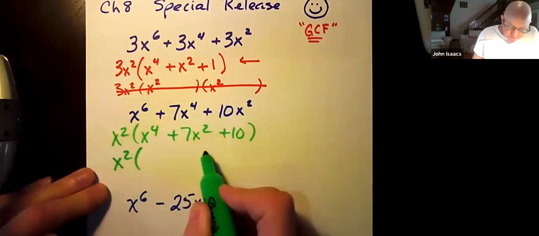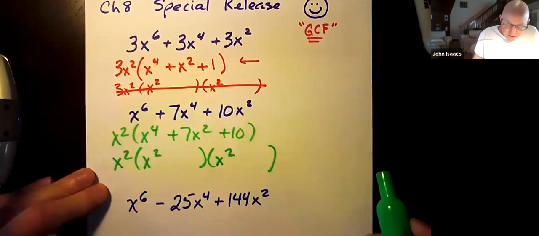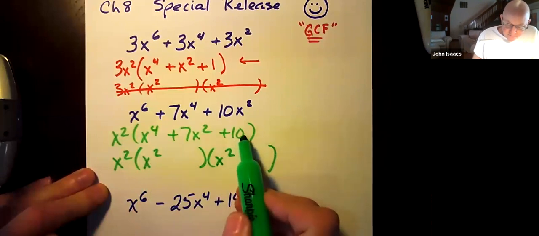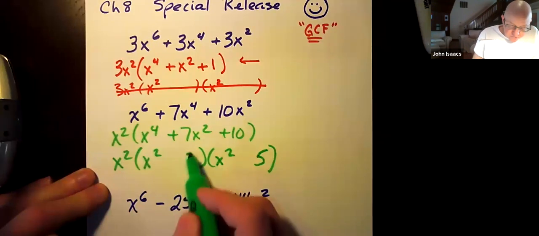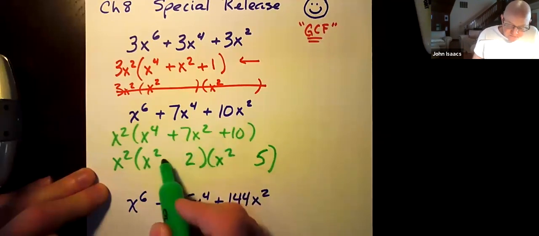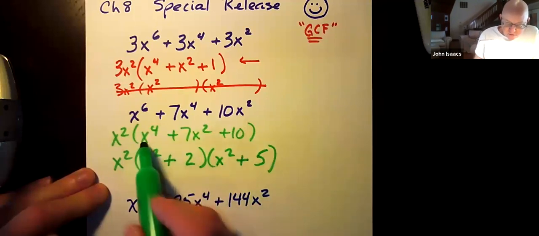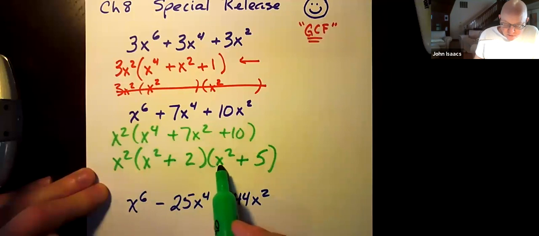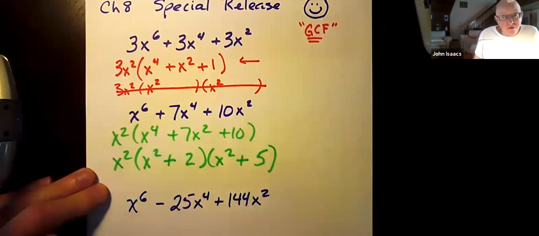So two things that multiply to x to the 4th are x squared and x squared. Two things that multiply to 10 that add to 7 are 5 and 2. And we have plus signs. So when we look at this, x squared times x squared is x to the 4th, 2 times x squared and 5 times x squared becomes 7x squared, and 2 times 5 becomes 10. So we factored that.